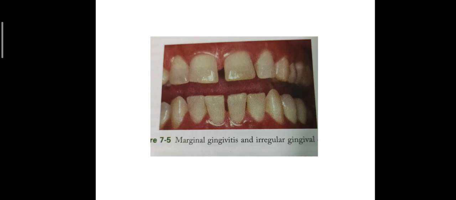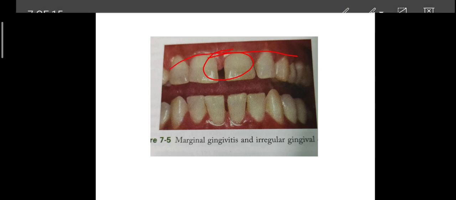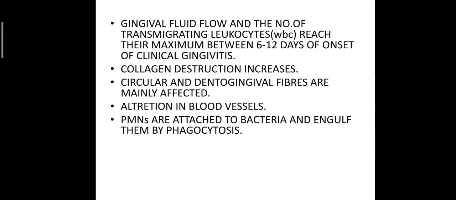Now here is the picture. Here is marginal gingivitis and irregular gingiva. Can you see these loops now, and the irregular gingiva also here? Okay, now coming to the next slide.